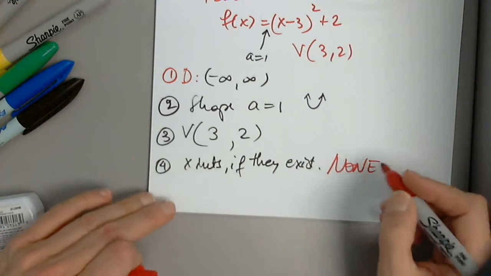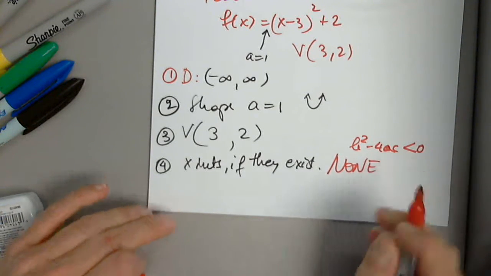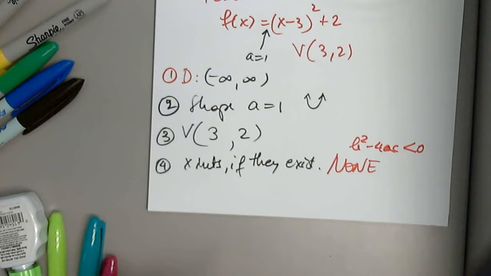Correct. Because b squared minus 4ac is less than 0. That's why the parabola does not touch the x-axis. I cannot find x-intercepts. Perfect.